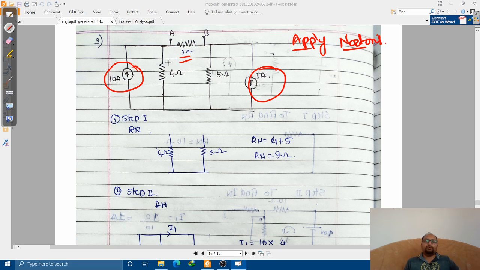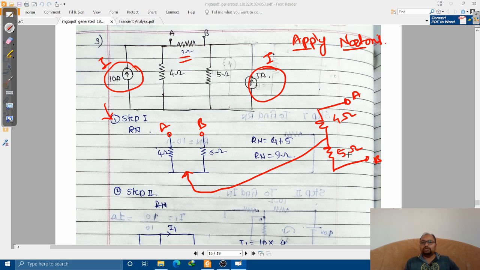So how to apply Norton's theorem? We need to open circuit the current sources in order to find out the RN, right? As both the current sources are there, we need to make them open circuit, and these two terminals have to be left open circuited. So what is this? This is nothing but a series combination of two resistors, forming A and B. This is 4 ohm and this is 5 ohm. So what is the value of RN? RN is coming as 9 ohm.